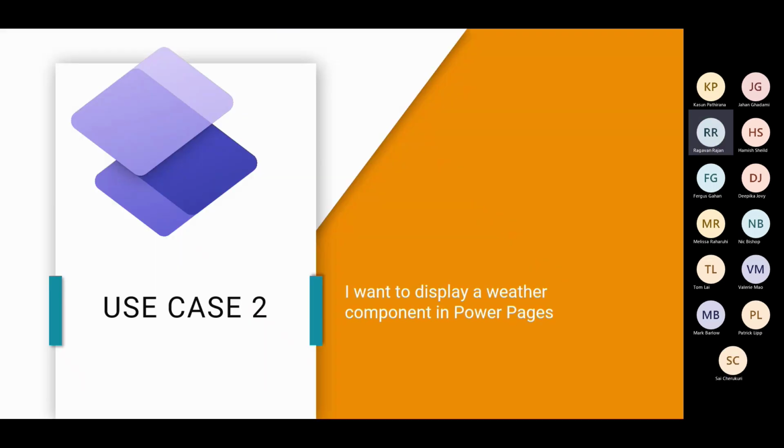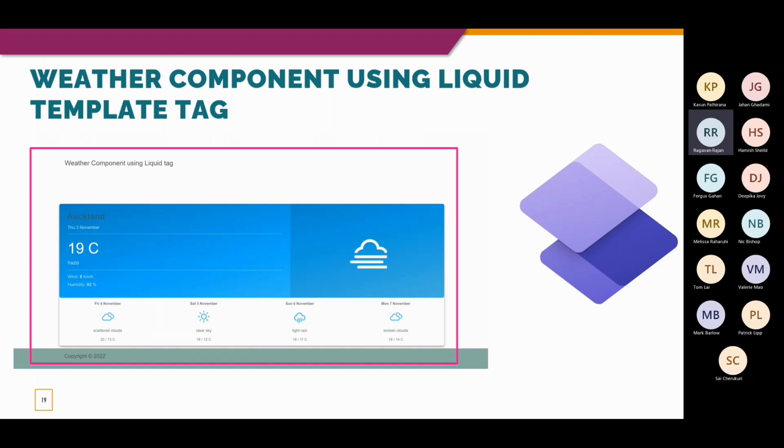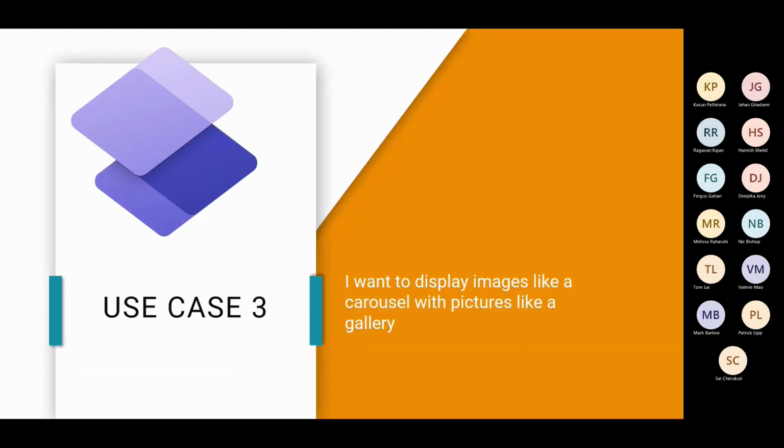And then my second use case is that I want to display a weather component. It can be from any kind of weather API, or maybe you have your own custom needs, and you want to display that component in Power Pages. As I mentioned, using the liquid template tag, you can display the component you have built as a single standalone framework instead of a basic form or an advanced form. This is also possible, and it's really quite cool because it can render straight into the page, and the output will be like this.